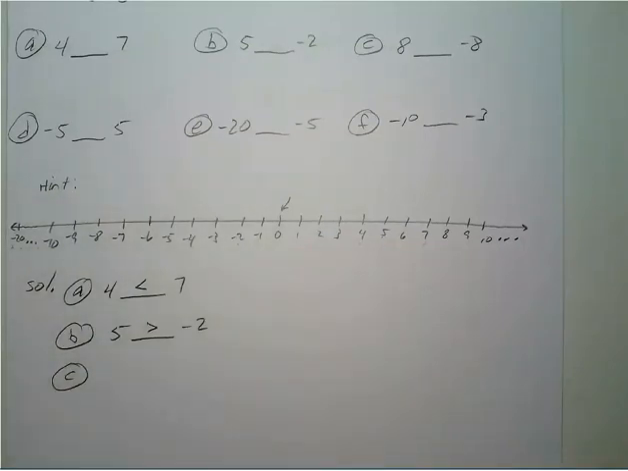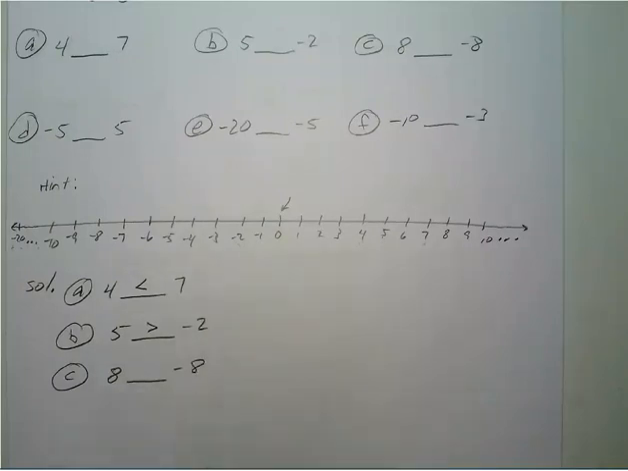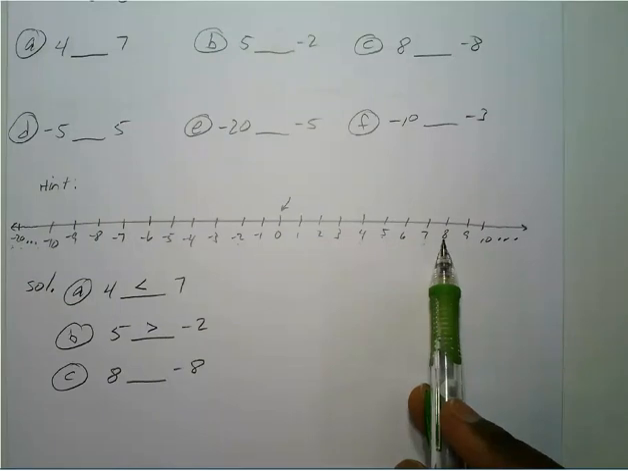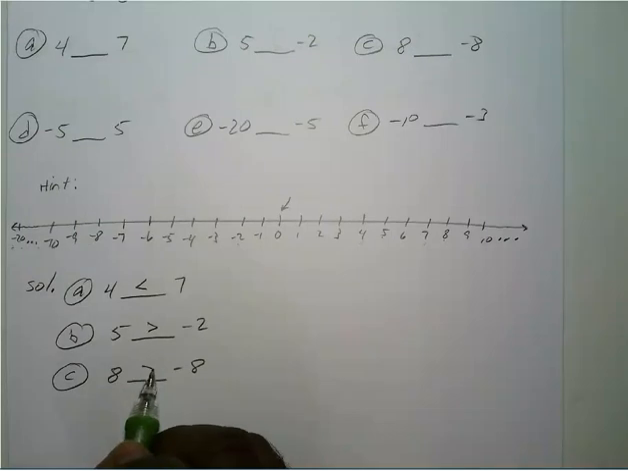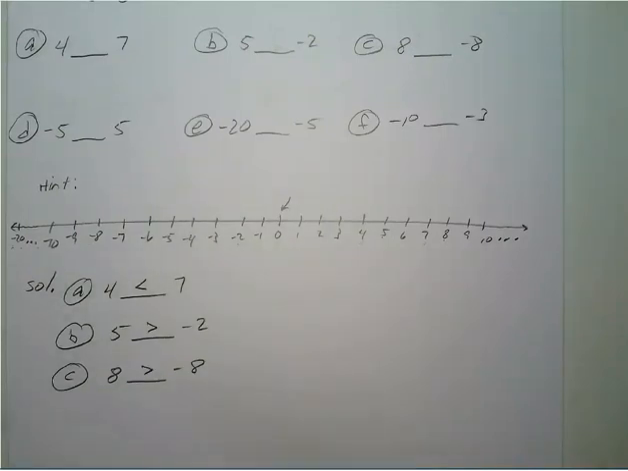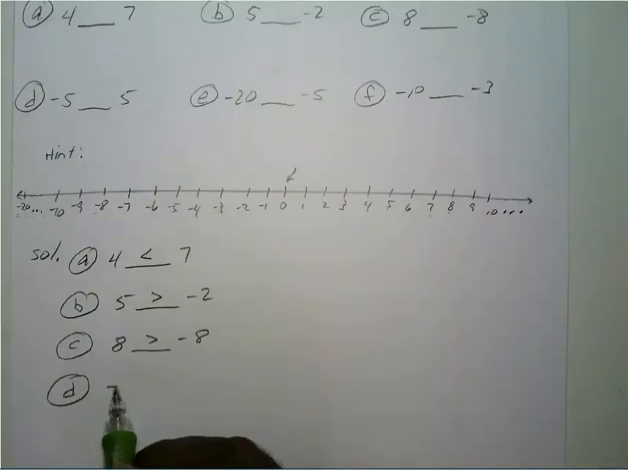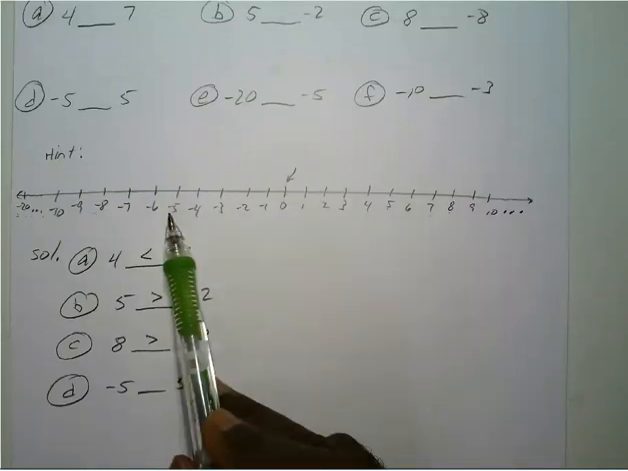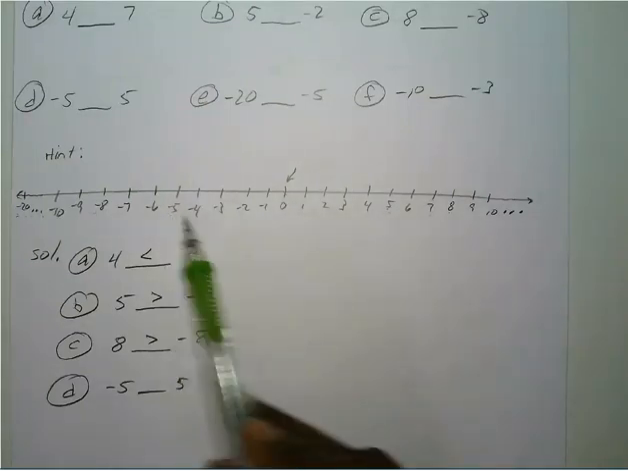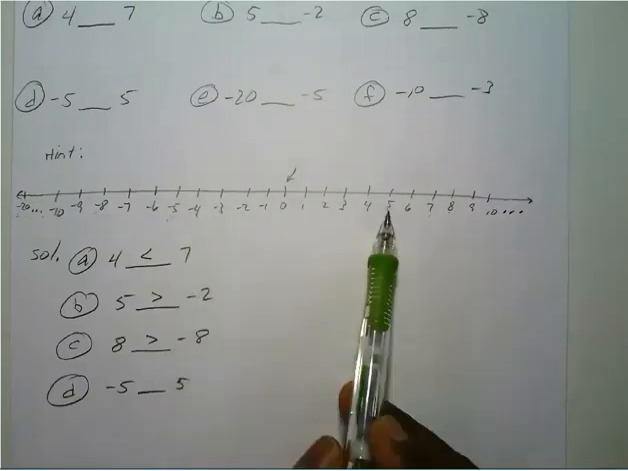Okay, C, you see 8 and negative 8. You see 8 is on the right, negative 8 is on the left. So 8 is greater than negative 8. Okay, so you see D. You have negative 5 and 5. You see negative 5 is on the left and 5 is on the right. So we know that negative 5 is less than 5.